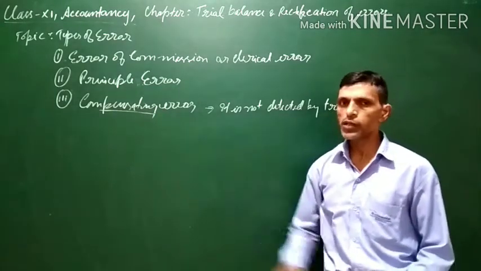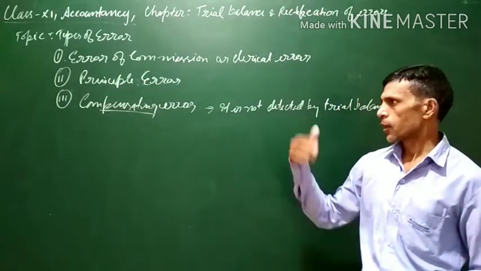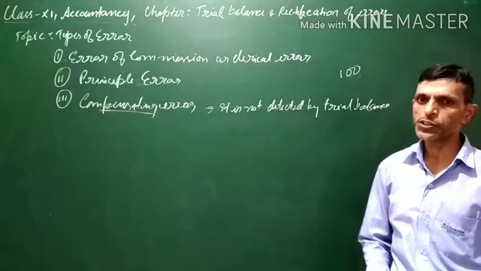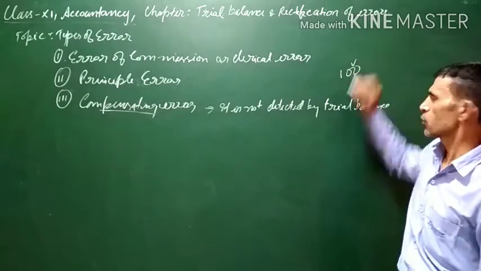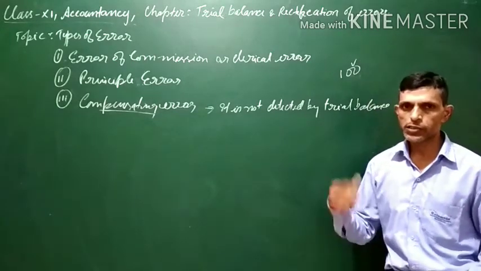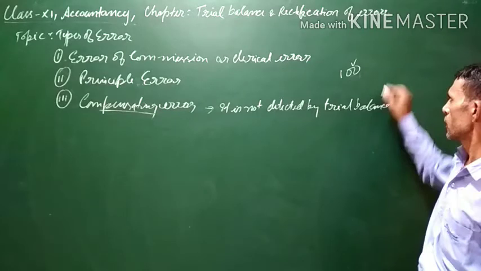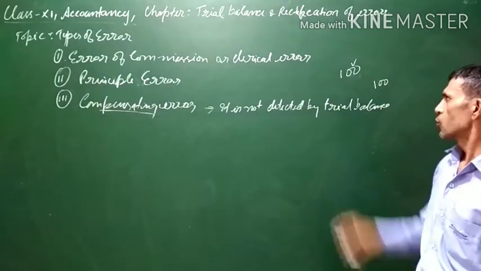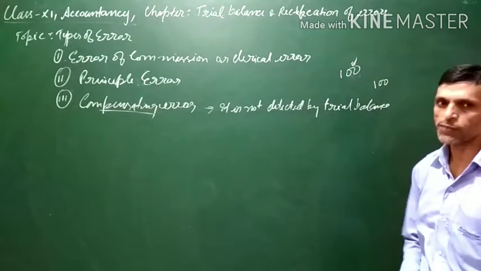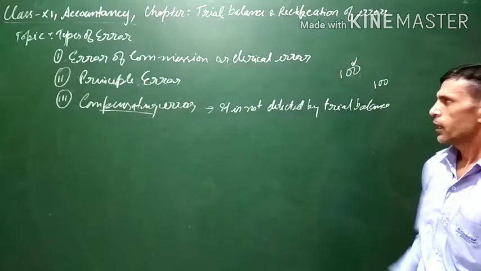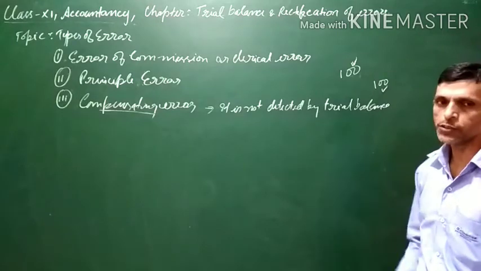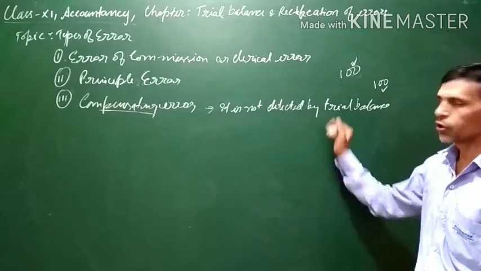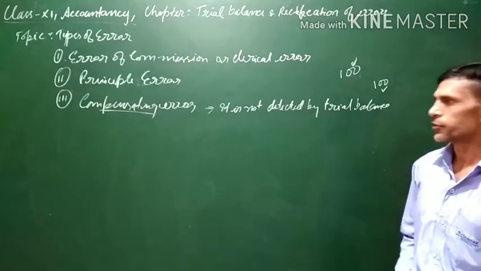This type of error is one where one error compensates the other error. For example, at one place you have debited an account with rupees 100 in excess, and at some other place you have credited an account with rupees 100 more. So at one place you debited 100 rupees more and at the other place you credited 100 rupees more. This type of error will compensate, and the error will not be detected by the trial balance.